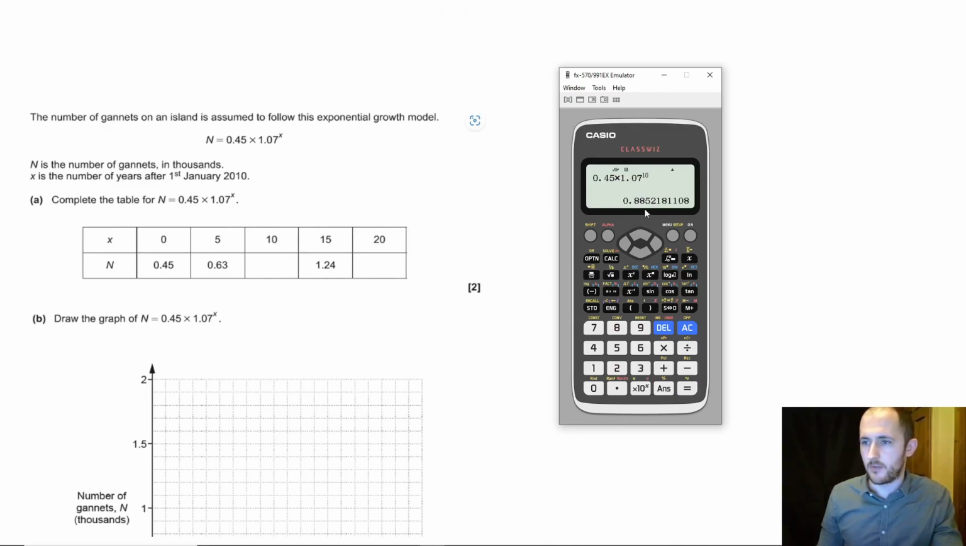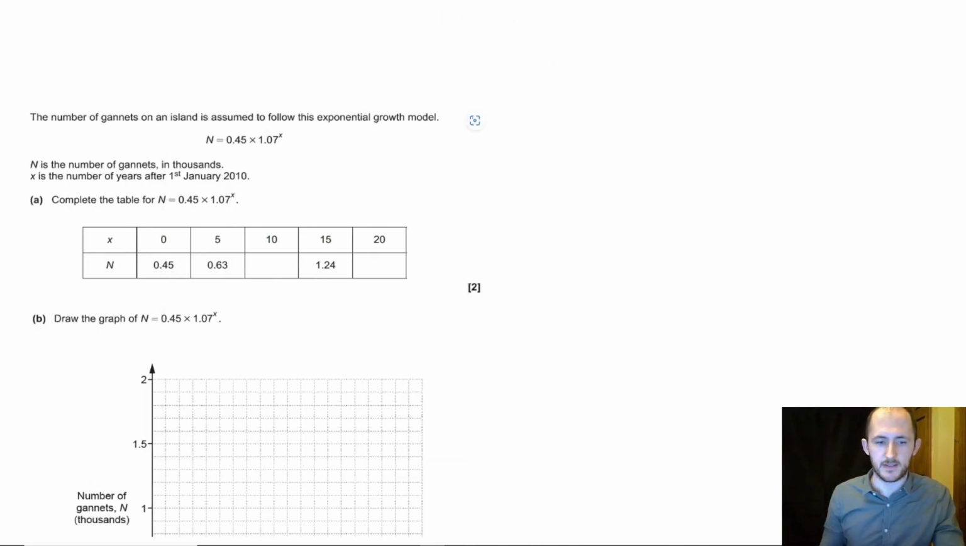That gives me 0.885. So if I look at the other values here, it's to 2 decimal places, so I'm going to give it to 2 decimal places. I think that makes sense.